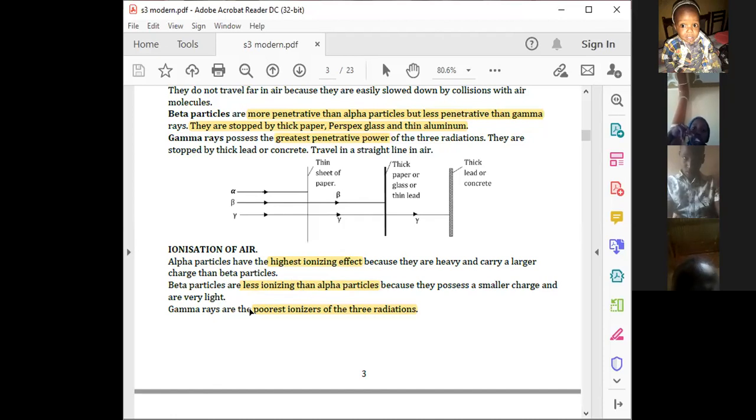Then gamma rays are the poorest ionizers of the three radiations. So when you are focusing, maybe the next question will come and ask you to compare the ionization ranges or the ionization power of air when you are using an alpha particle and a beta particle.